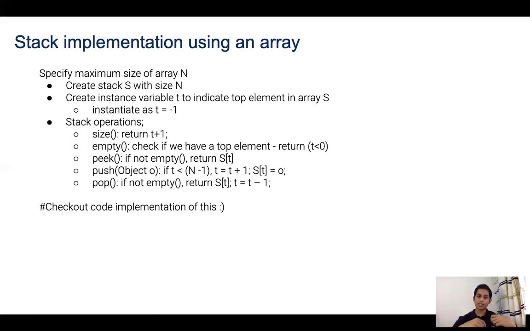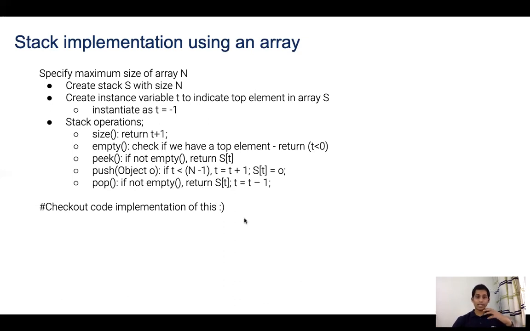And then pop means that we're going to remove the item, but only if the array is not empty. So we're going to change T, and then we're going to return S of T. What the pop function also does is return the element that it's actually removing from the array. Since we're using the array, we're just going to play around with T. We're not actually going to remove it from the array. But this will all make much more sense in the next video.